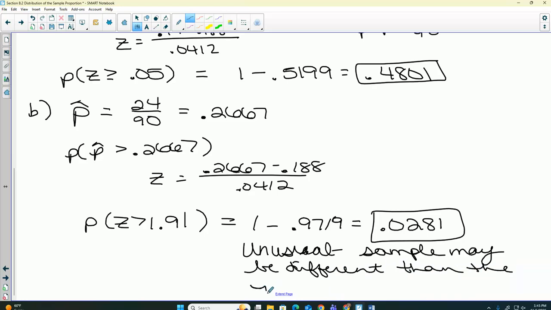Okay, this isn't impossible, but there is less than a 3% chance of me getting a sample like this. So that's probably a pretty strong indicator that something else is going on. For some reason, my group is very different from my population in some way. So there's probably some lurking variable out there that I'm not considering here.